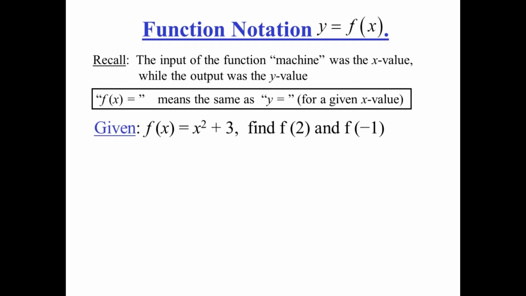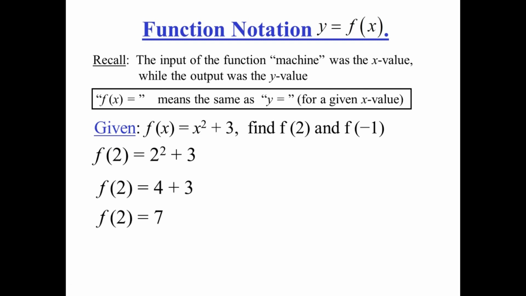So once again, suppose there was a function without a machine drawn, because that's usually not the way it's presented. But suppose you were just told f of x equals x squared plus 3, and you wanted to find f of 2. That means input 2 right there. So we would say f of 2 equals 2 squared plus 3, and do the math. It's very simple. So (2, 7).